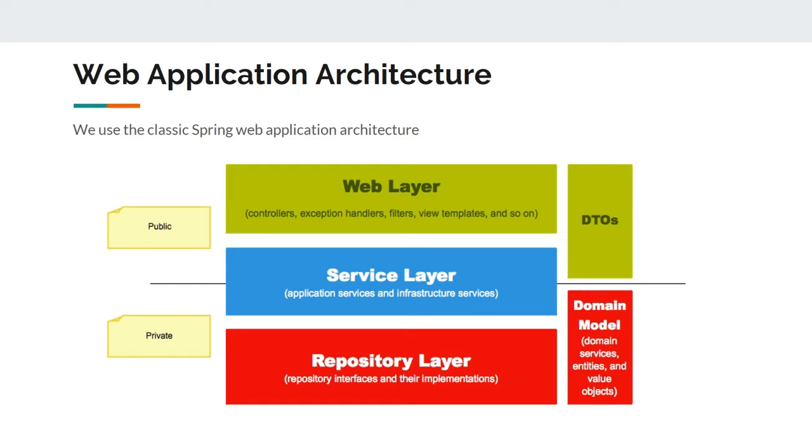We will also be using the classic Spring web application architecture as well. This is comprised of the web layer, the service layer, and the repository layer. The web layer will be managing the controllers, exception handlers, and the view templates. The service layer will be managing the application services and infrastructure services. The repository layer will manage the repository interfaces and their implementations.